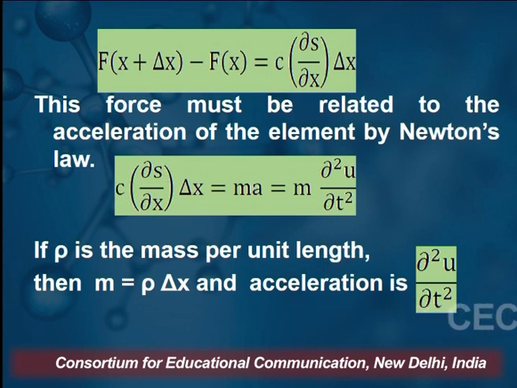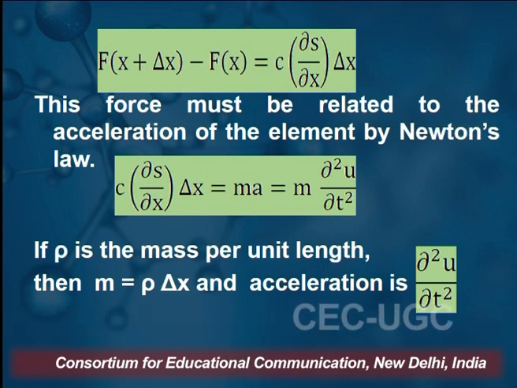Newton's second law is force equal to mass into acceleration. In this case, the force is C del S by del x into delta x, which is equal to mass into acceleration. And what is acceleration? Del square displacement by del t square. In this case, the displacement is u, so it will be m into del square u by del t square.